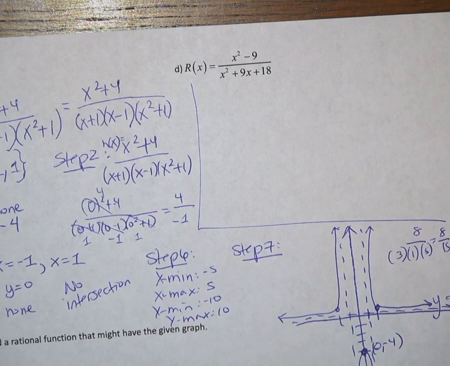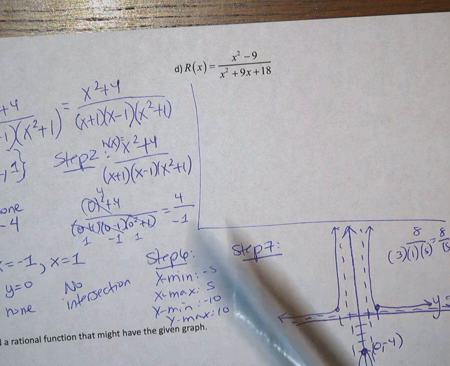Hello pre-calculus students, this is Miss Robinson and I will be going through example 1D with you in section 4.5 notes right now. So please follow along. Again, we are using the same 7 steps that we've been using for analyzing the graph of a rational function. So we can just continue with this.